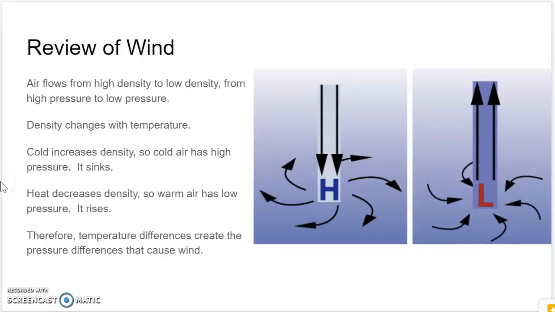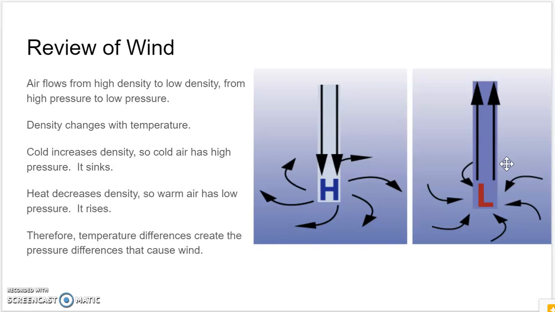So we talked about wind before the break. We said that wind is the movement of air. Air moves from high density to low density places, from high pressure to low pressure. The density, that pressure, changes because the temperature changes. When it gets cold, the density increases, so cold air has high pressure, it sinks, and the wind moves away from the high pressure. Heat, on the other hand, creates low density, low pressure areas. The hot air rises and it sucks air in. So it's the temperature differences that create the pressure differences that cause wind.